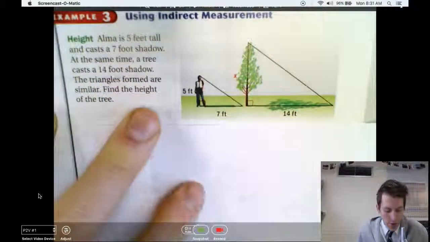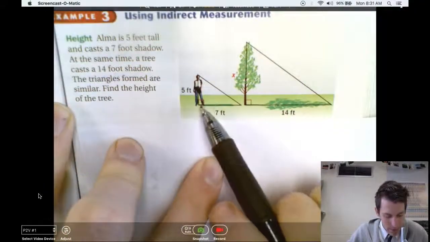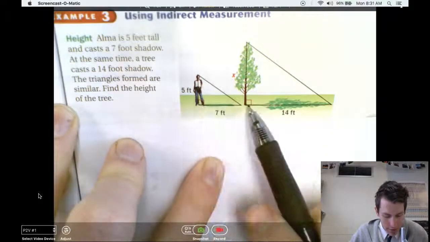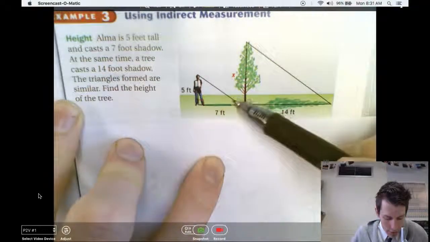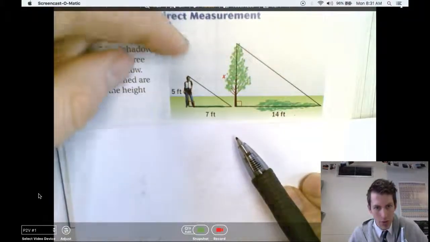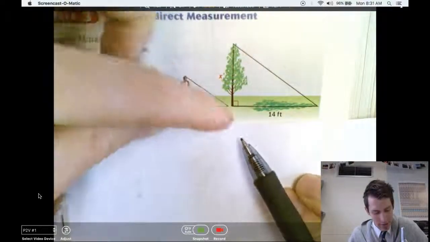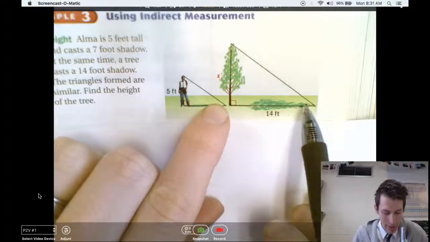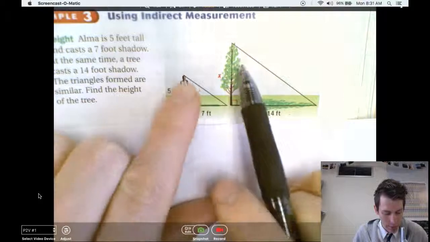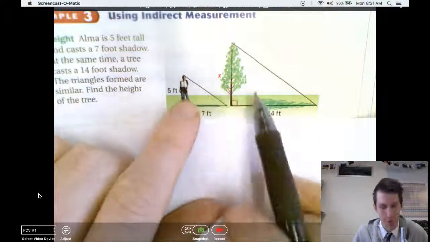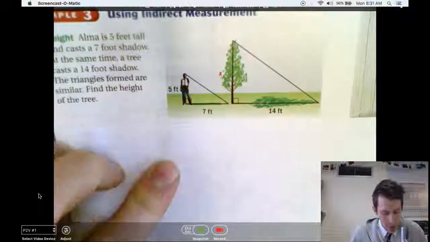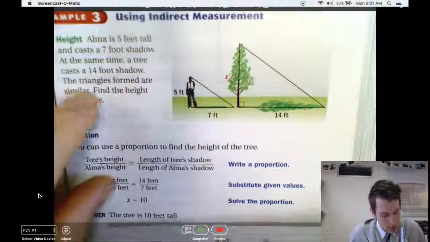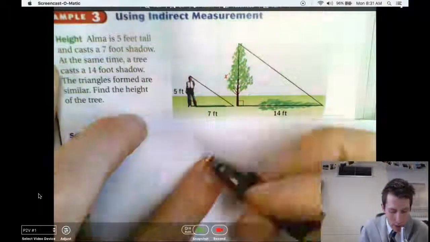So we know they're similar because of this right angle: you're standing straight up, the tree's standing straight up. These angles are the same. These angles over here are the same because the sun is shining from up here, and it's hitting this at the same angle it's hitting that. So these two angles are the same. And in a triangle, it all has to add up to 180, so we know these are similar triangles. Now you wouldn't have to figure that out, they would just tell you in the problem. The triangles formed are similar. Okay, that's nice.